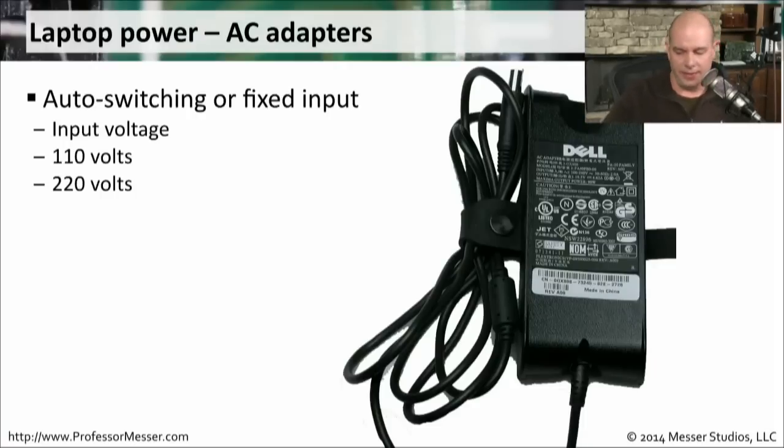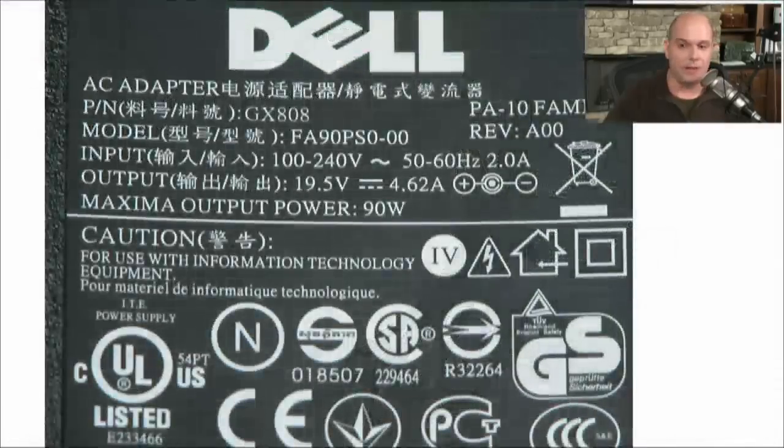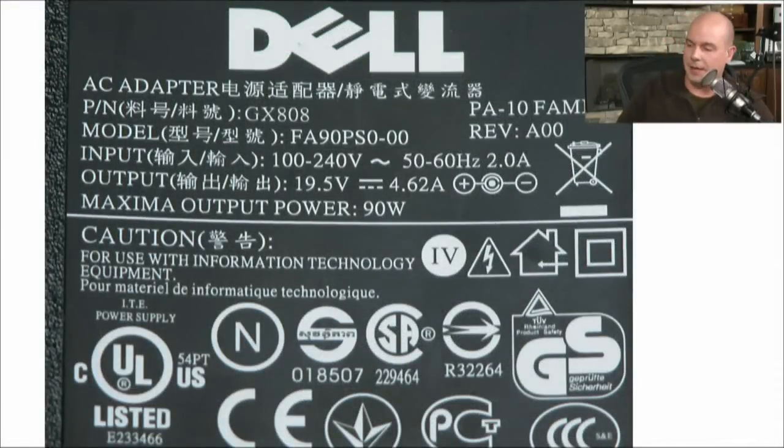Now, the way you tell this, it may not even necessarily say on the power supply itself. It may not say switching power supply on the power supply itself. Here, for instance, is a power adapter from one of my Dell laptops. I just grabbed it, took a picture, and on this Dell laptop, you can see this is indeed an AC adapter. Here's the part number, a GX808. It is a model FA90PS0. I don't even know what that means for anything.